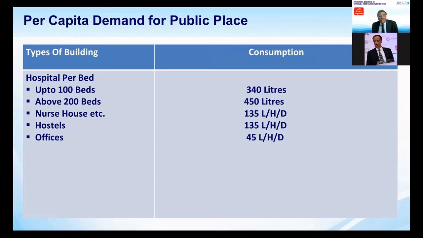Similarly, for nurses' houses, we plan again 135 liters, which is our domestic requirement, covering drinking, cooking, bathing, and other uses. For a hostel, again 135, the same activities go on. And for offices, we plan 40 liters per head per day.